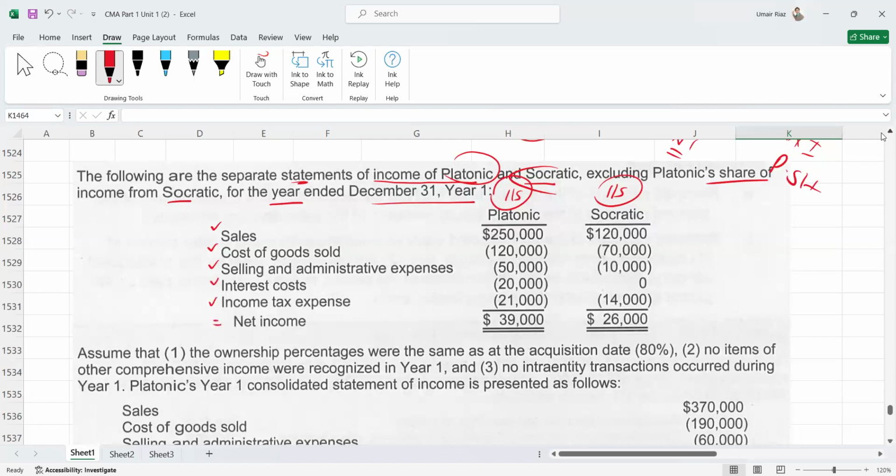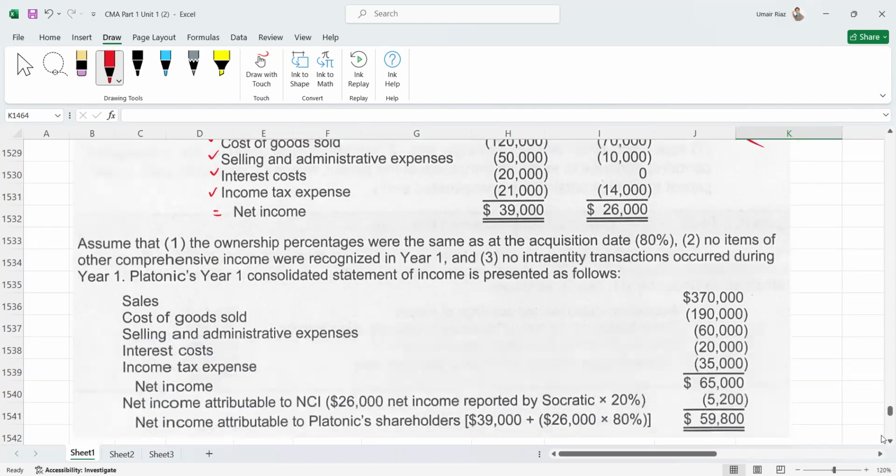So what will you do, guys? I'm assuming P has an investment in S, and the voting interest is 80%. If P has 80% voting interest in S, it means 20% is the NCI, non-controlling interest, right? It means 20% is held by non-controlling shareholders of S, and 80% is held by the parent. So now, guys, here we go. And we also assume there are no intra-entity transactions.